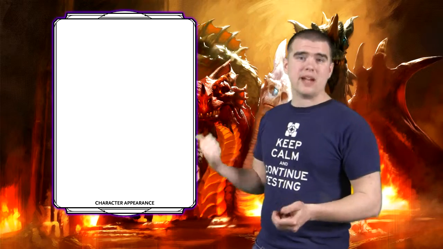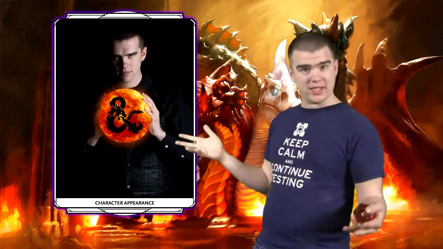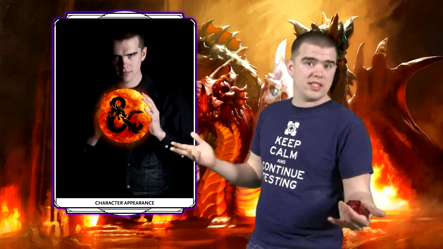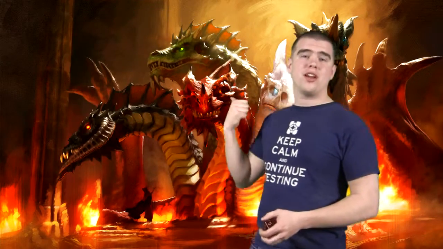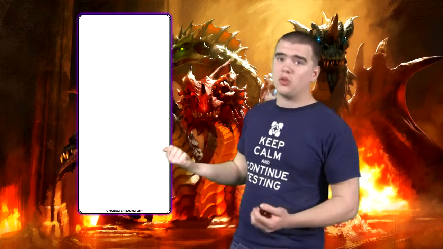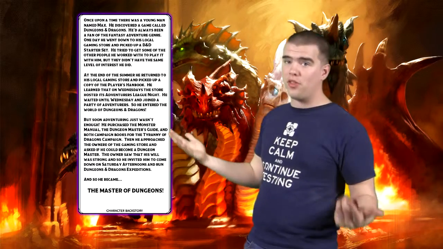The character appearance box is where you can add a picture of your character if you're artistically inclined, or maybe if you've got a friend that's artistically inclined and wants to draw a picture for you, you can put it here. The box below character appearance is your character's backstory. Now of course your character's backstory is the story of where your character came from before they were an adventurer.